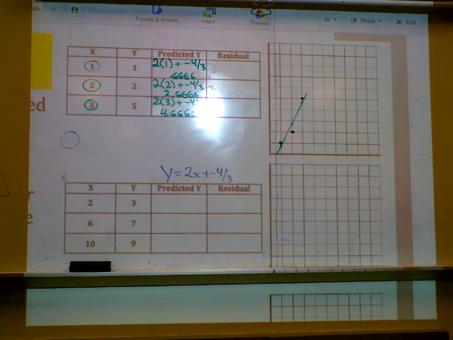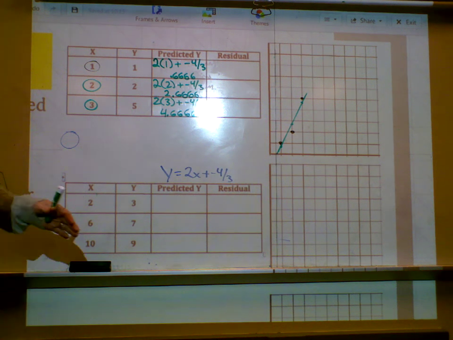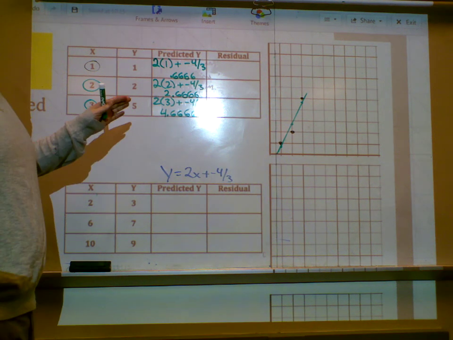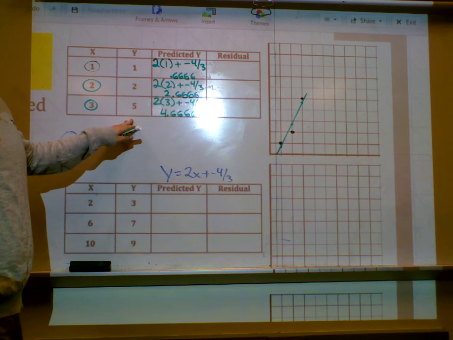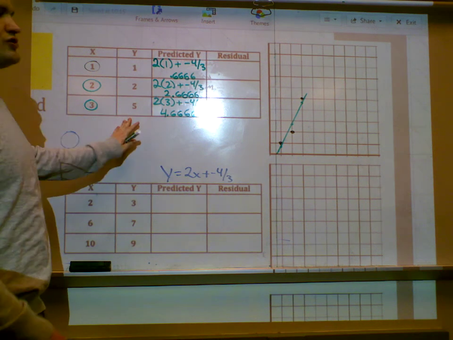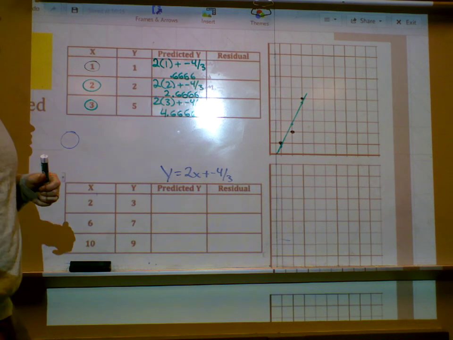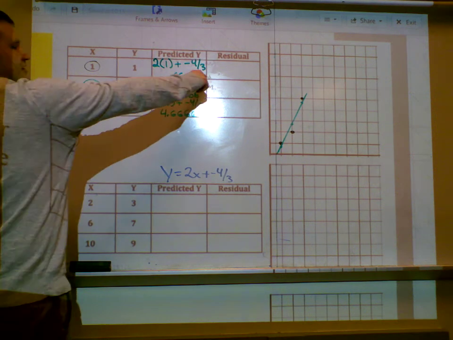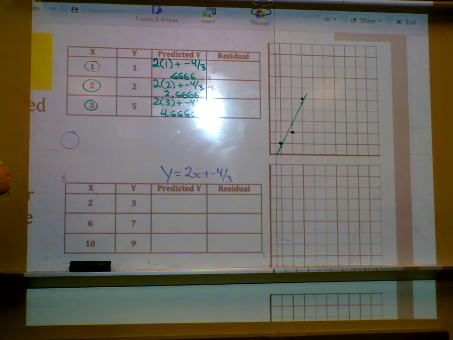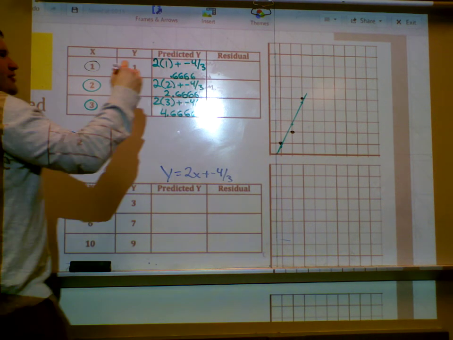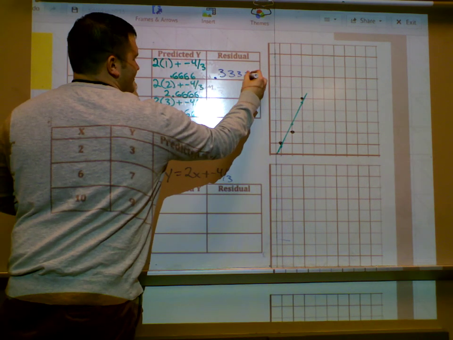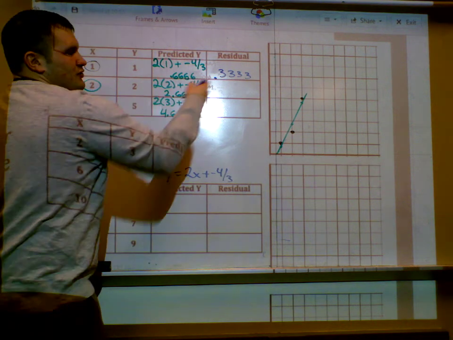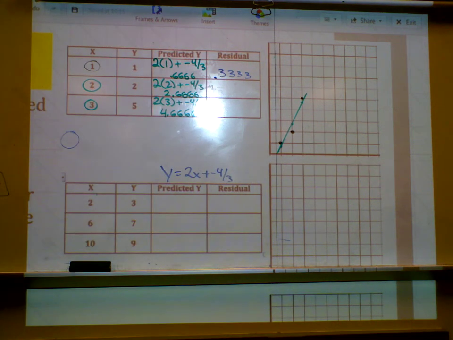Now I said the residual has something special about it, right? So how do I find residual again? This is predicted, right? What's this one? Y. Actual. So residual is actual minus predicted. So 1 minus 0.666666666666. Try it out. It's actually 0.33333. Okay? Because this is 2/3, that's 1/3. 1 minus 2/3 is 1/3, right?